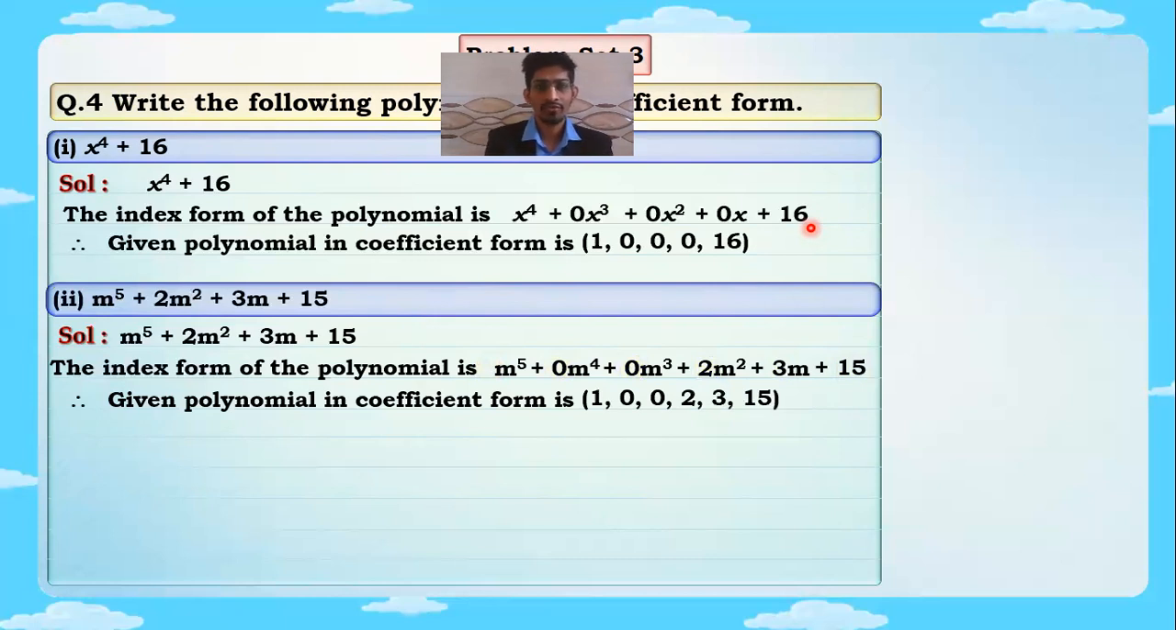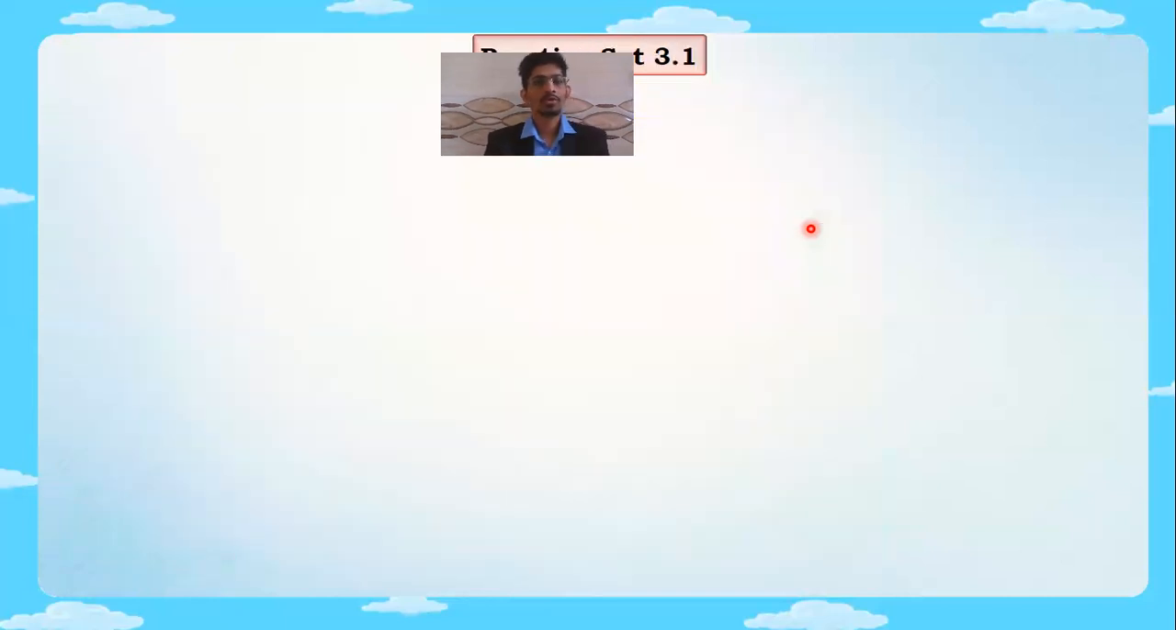So this is the coefficient form. Don't forget to write it down in round brackets, separated by commas. I hope all of you are very clear with the concepts called standard form, index form, and coefficient form. Now there is one form pending.